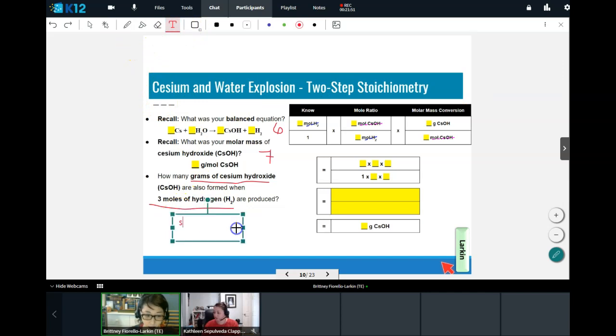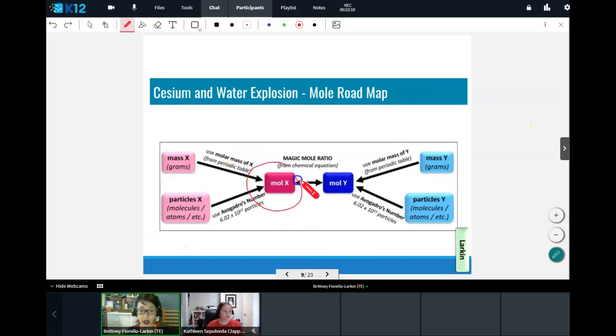We're going to start off with moles. And what am I solving for? Point for me on the board. What is the thing I don't have a number for? Yeah, exactly. I'm solving for grams of cesium hydroxide. So that's my question mark. So here, I'm starting with moles of one chemical and I'm going to grams or mass of another chemical. The middle step, point for me on the board, what would be the middle step?